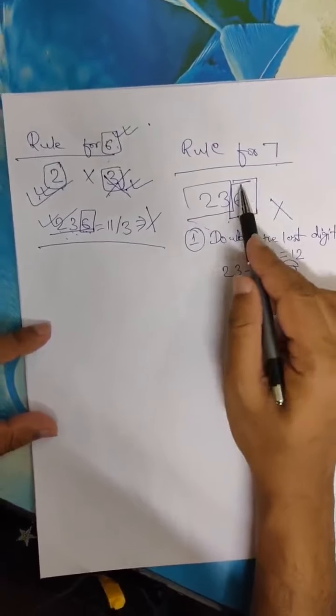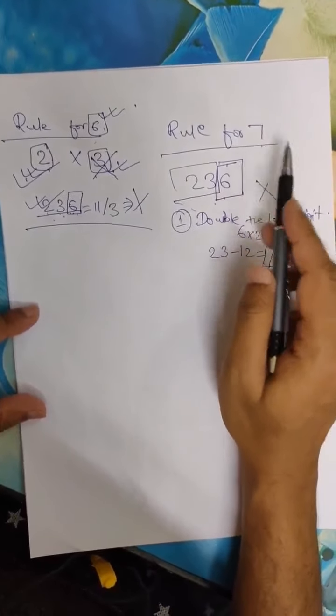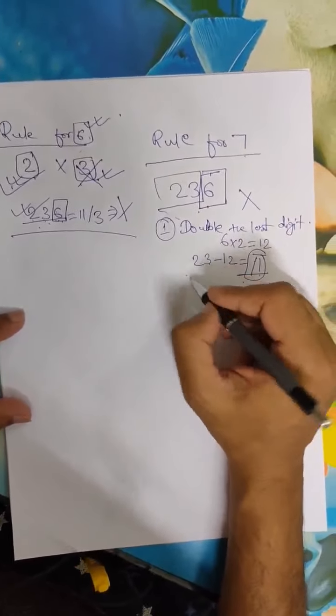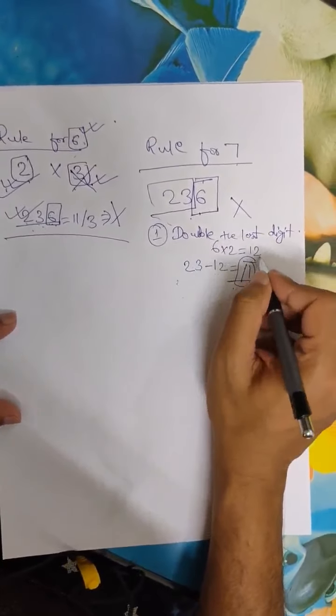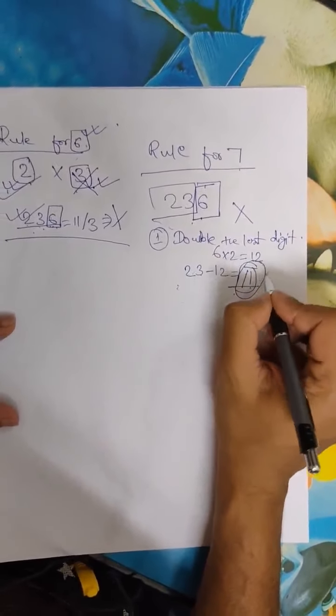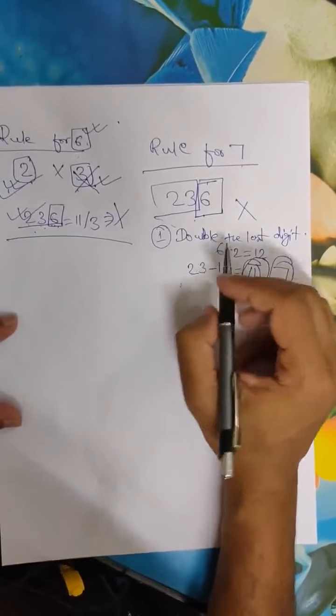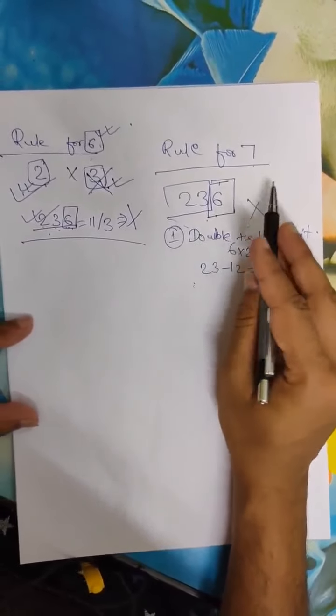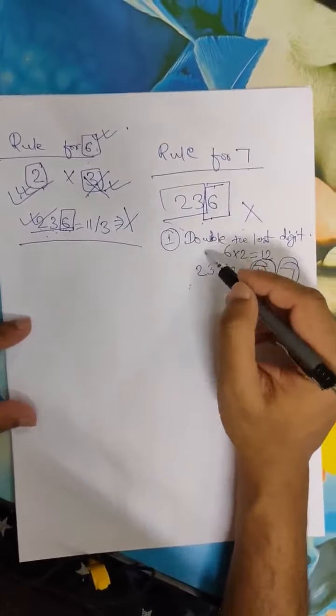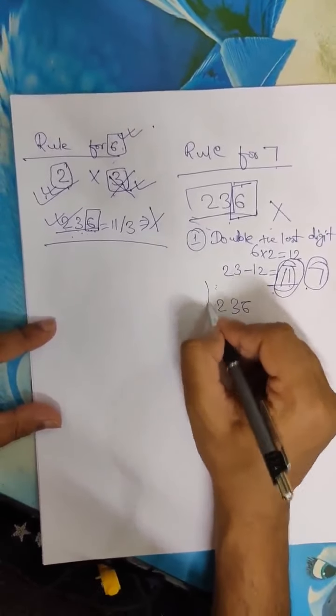For a number to be divisible by 7, after going through these steps, the result should be either 0 or divisible by 7. Then it's for sure that this number will be divisible by 7. If you want to check, I can show you. 236 is not divisible by 7.